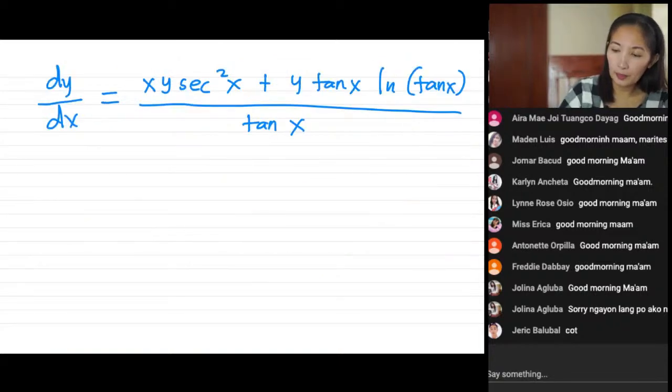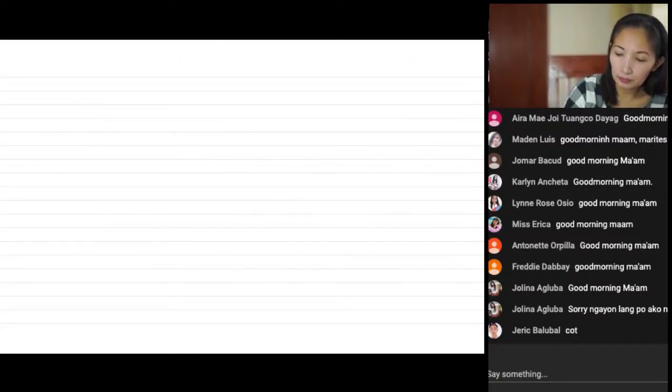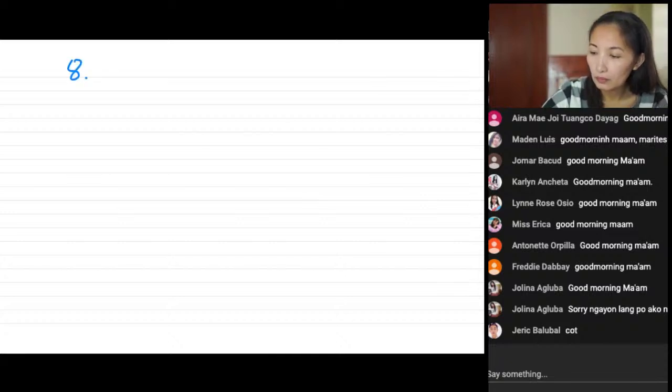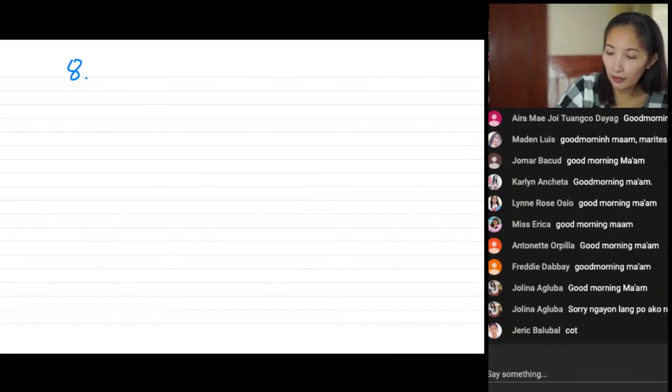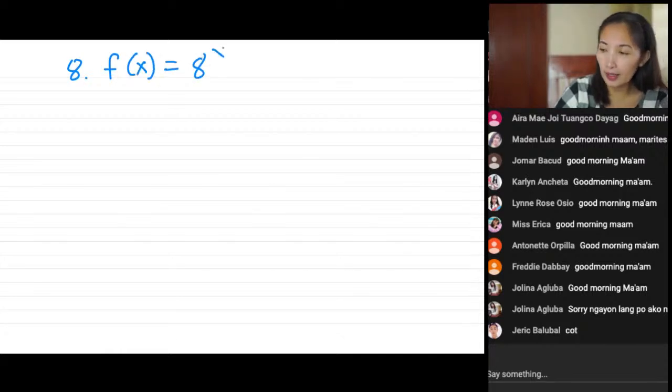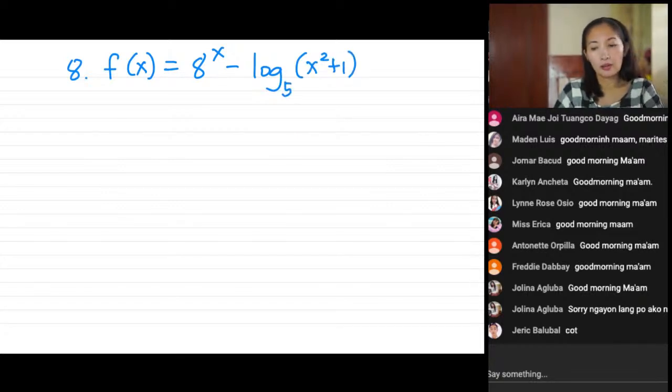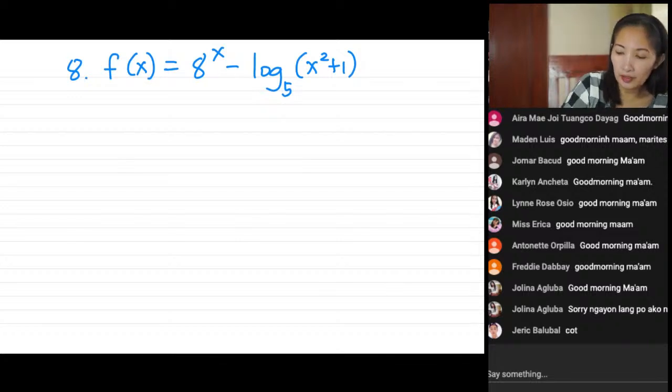Last, problem number 8. How about f of x is equal to 8 raised to x minus the logarithm of x squared plus 1 to base 5. Okay, so let's differentiate the first term.